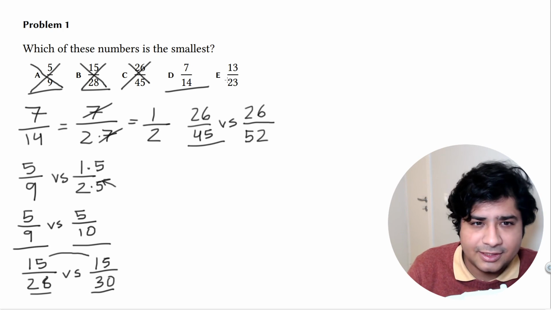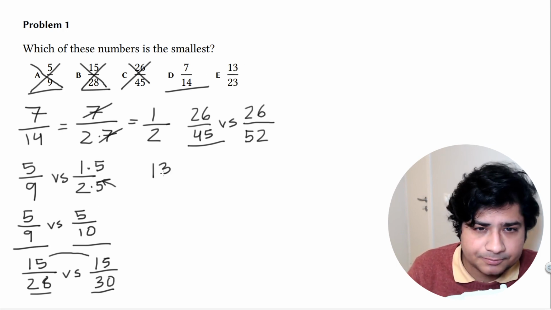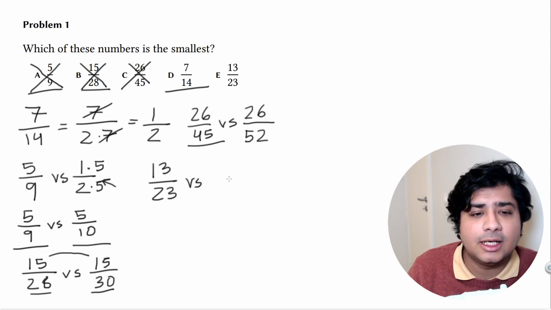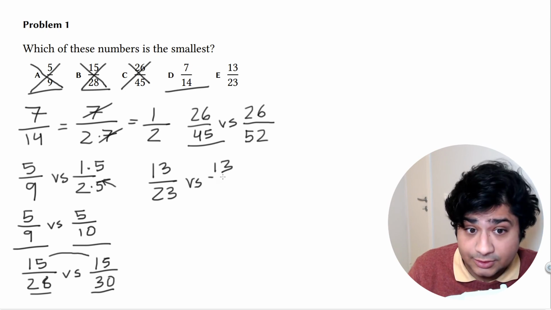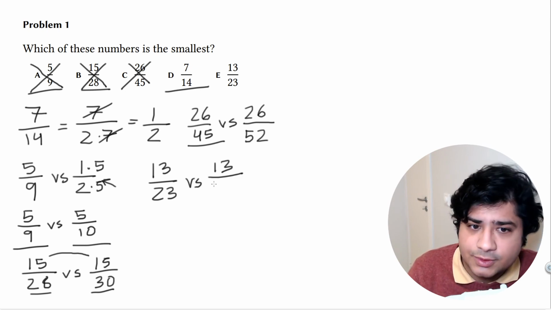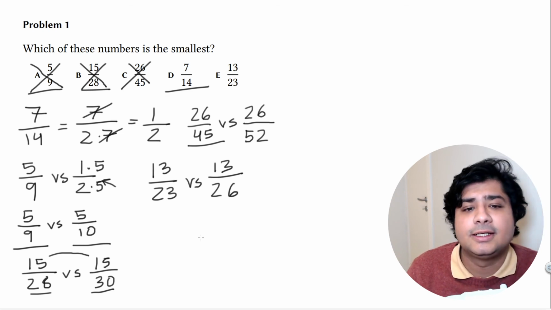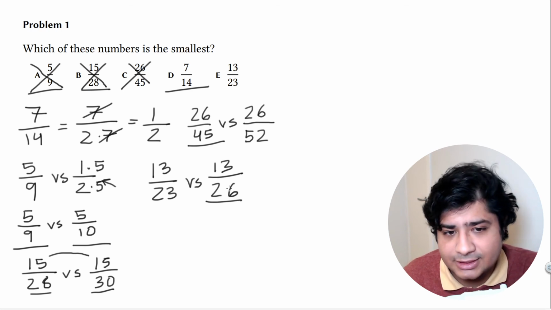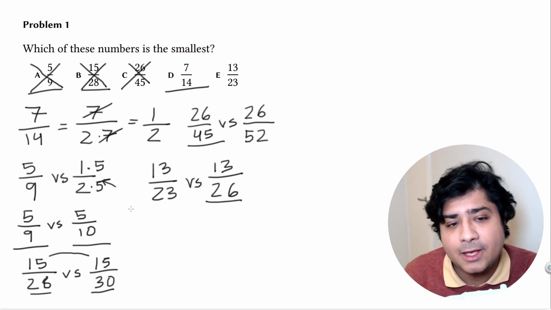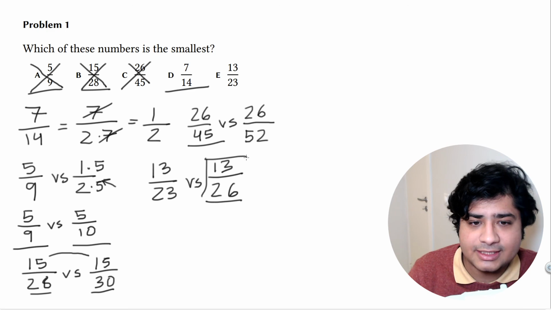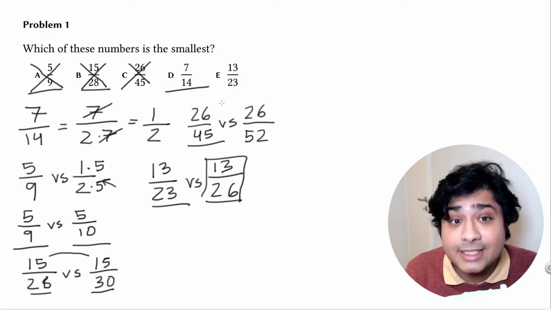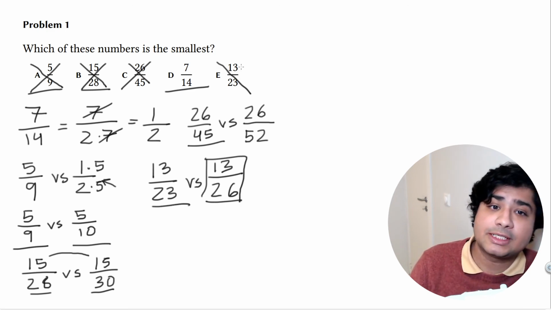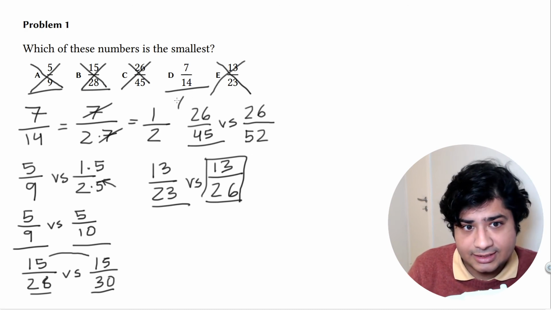And we only have one option left. Let's do that one. 13 over 23 versus 13 times 2, that's 26. And once again, we have a number here which is larger. The denominator is larger, which means that overall this number has to be smaller than this one. And we compared it to every single thing, which means that by process of elimination, it has to be D.